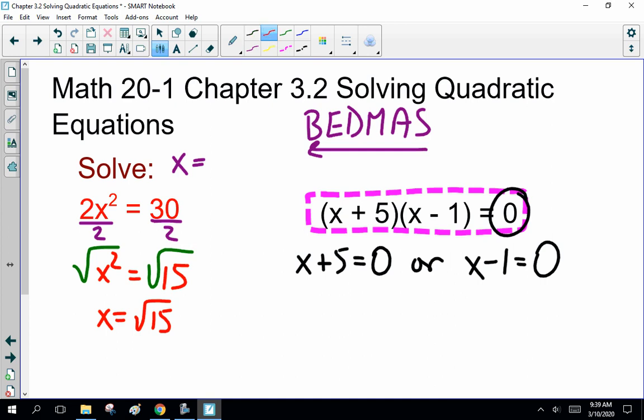So x plus 5 is equal to 0. Subtract 5 from both sides. X equals minus 5. Or add 1 to both sides to get rid of the minus 1. X equals 1. So that's how we solve these. X plus 5 is 0, so x equals minus 5. Or x minus 1 is 0, in which case x equals 1. That's solving a quadratic equation. Now you notice that's not exactly a quadratic equation, but that looks an awful lot like a FOILed quadratic equation.